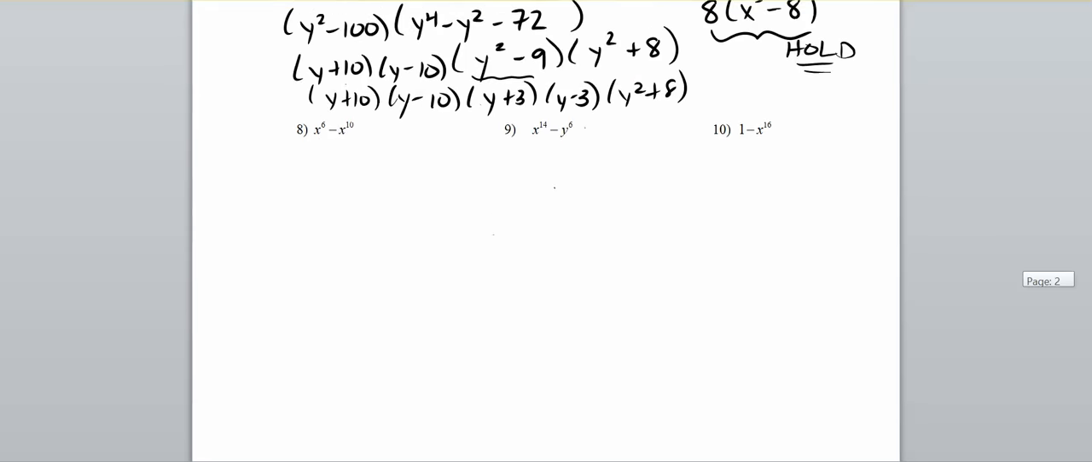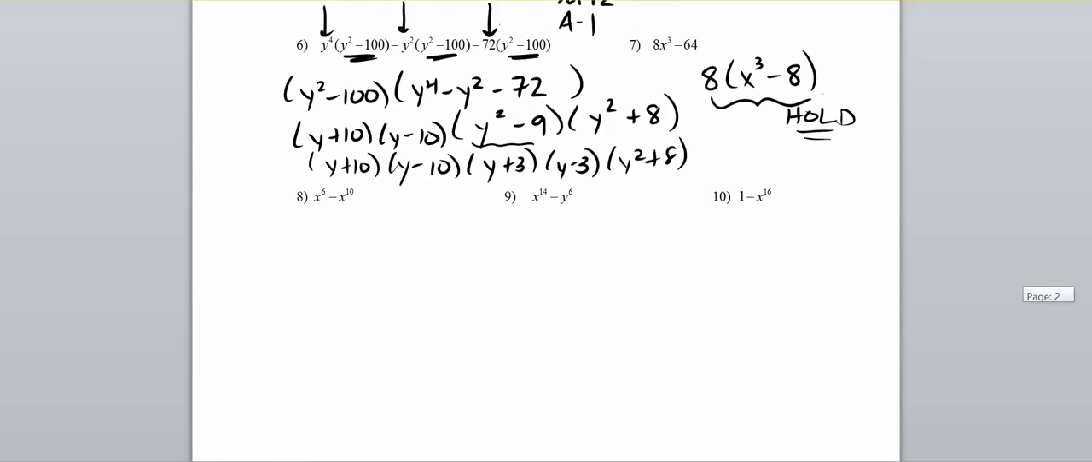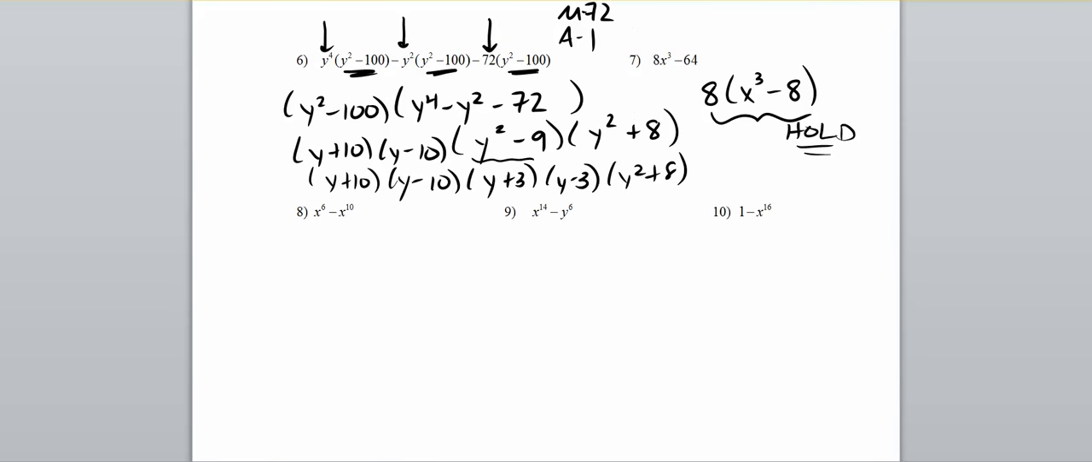First technique is always GCF. So what do they both share? Well, I have x to the 6th and x to the 10th, so they both share x to the 6th. If I divide out, I'm going to get x to the 6th divided by x to the 6th is 1. Okay? Minus x to the 10th divided by x to the 6th is minus x to the 4th. So let's look to factor this again.